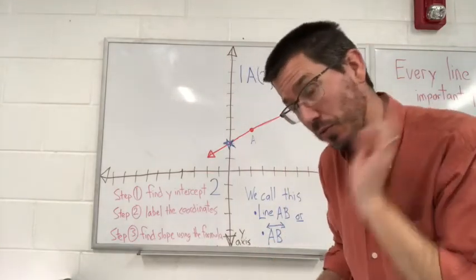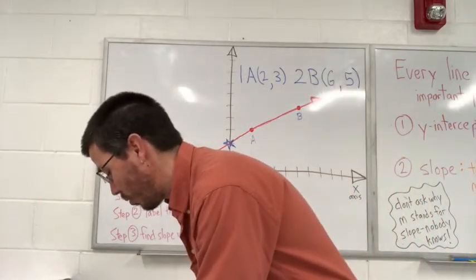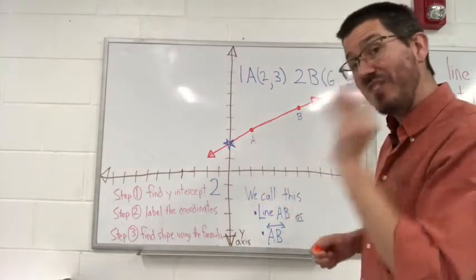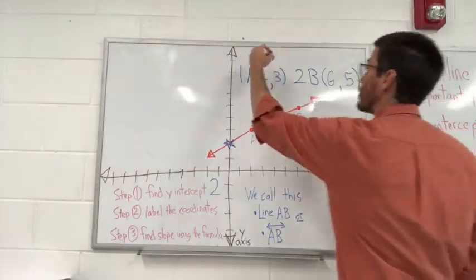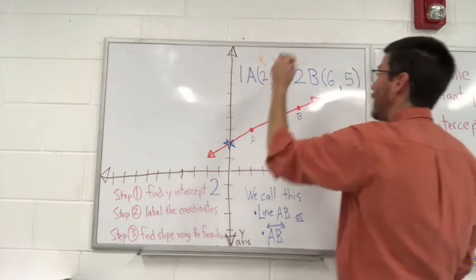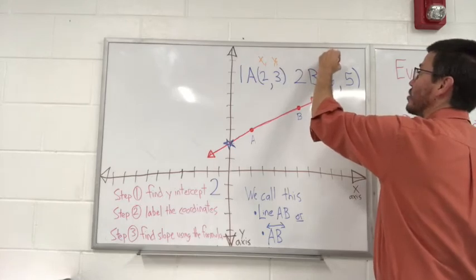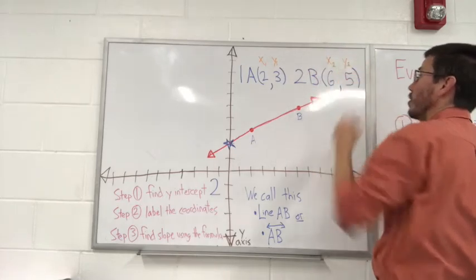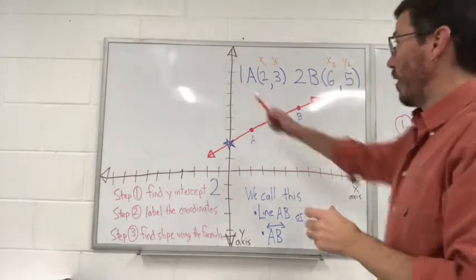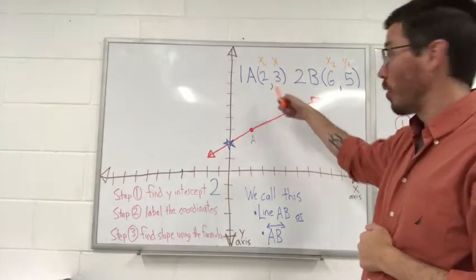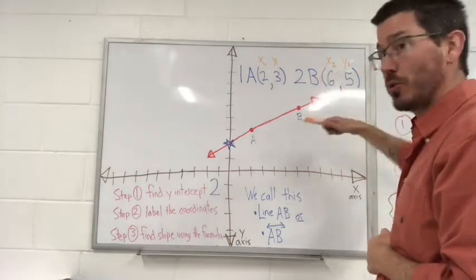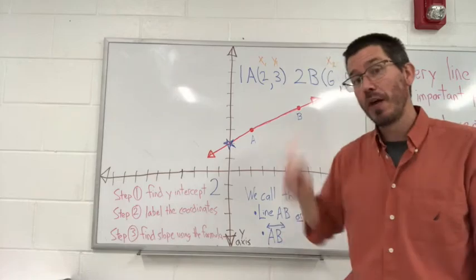Here's the labeling part that's really important. We are going to label these coordinates in a very specific way, and it's always got to be the same way. The first coordinate, we're going to label x1 and y1. And the second coordinate, we're going to label x2 and y2. Write that down over the coordinates. That's labeling the coordinates. We write 1A, and then we write the coordinate, we write 2B, and we write the coordinate, and then over top, we write x1, y1, x2, y2. We do this every time we label the coordinates.